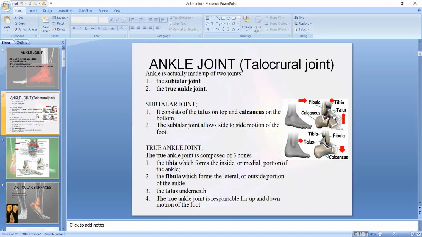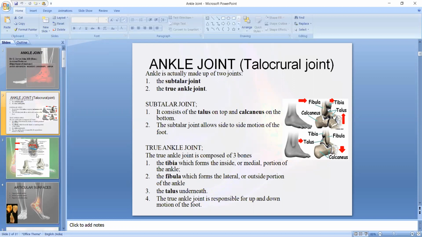The ankle joint is made up of two joints: the talocrural joint and the subtalar joint. The subtalar joint consists of the talus on the top and the calcaneus on the bottom, and it allows side to side motion of the foot.